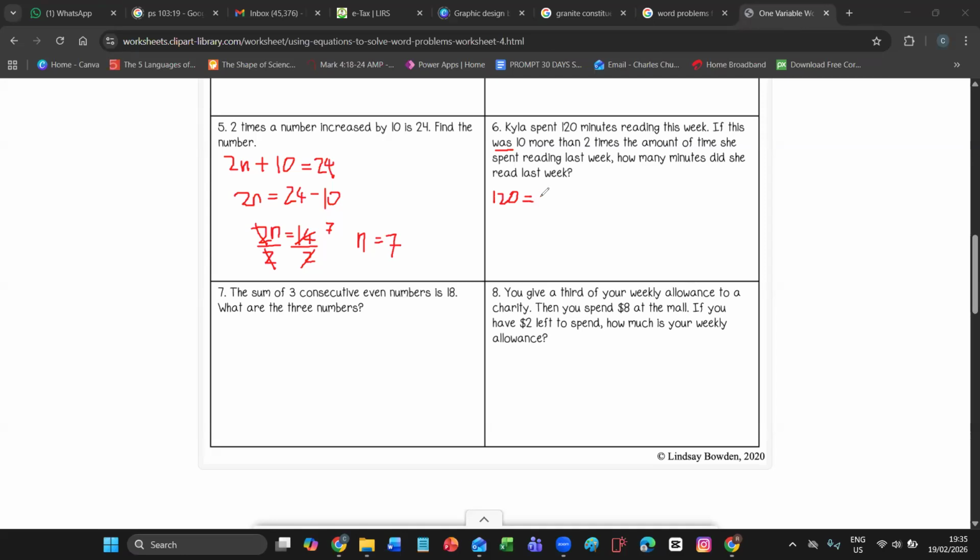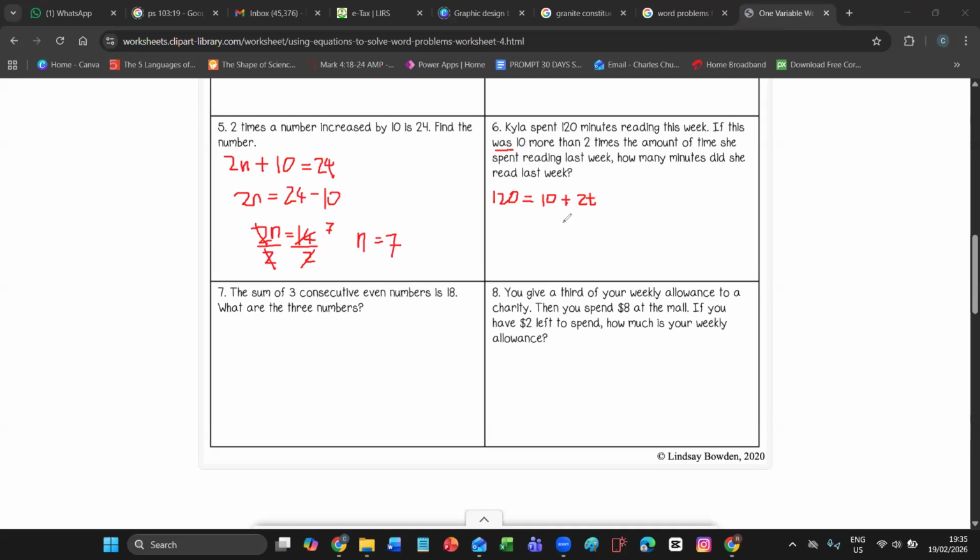10 plus, good, because they said 10 more than. So 10 plus 2t. You want us to use t? Yeah. Okay, I'll do my best to write t to make it look different from plus. So this is what we can solve, right? Two times the amount she spent reading last week. Okay, that's fine.